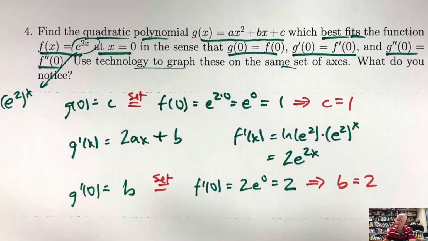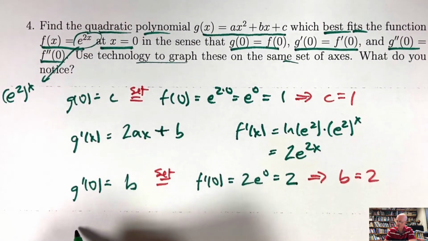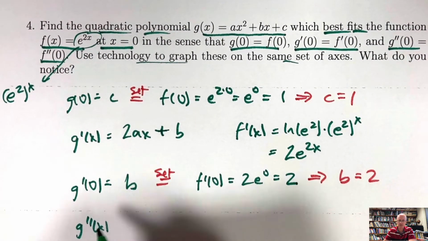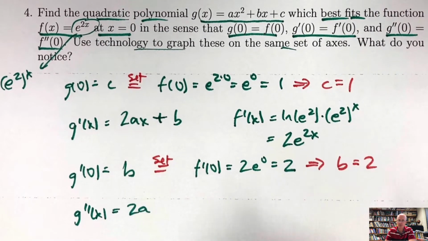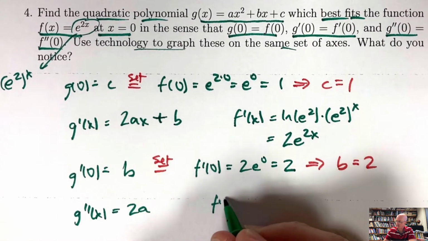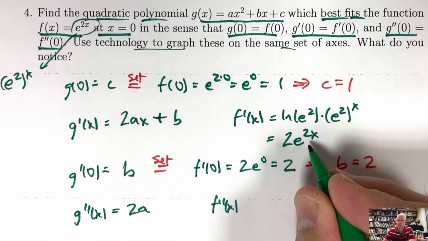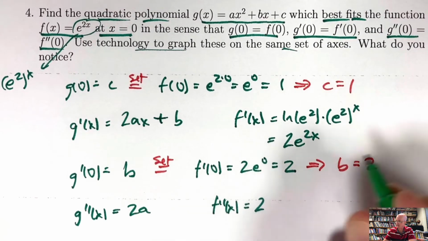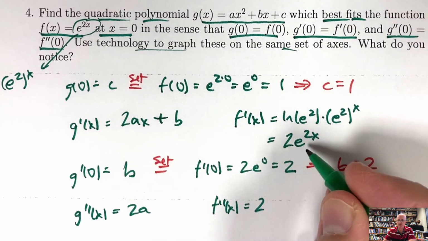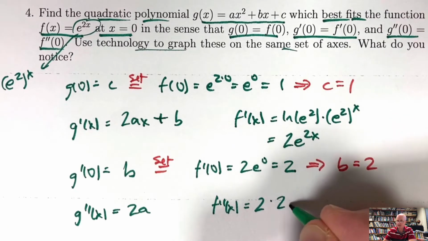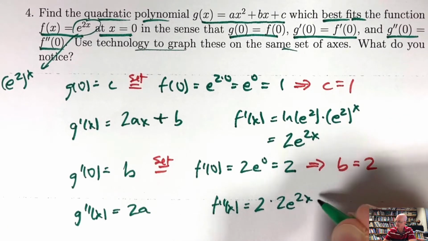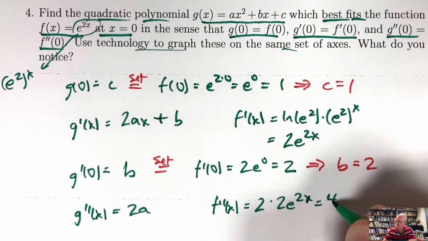And then we go on to the second derivatives. G double prime of x. Differentiate this with respect to x. You get the constant 2a. Parabolas have constant second derivatives. F double prime of x means we have to take the derivative of this. The 2 in front gets carried along for the ride. And what's going to happen when you differentiate e to the 2x is you get the same thing we got before, 2 times e to the 2x. So we get an extra factor of 2 in there. This derivative is ultimately 4 times e to the 2x.